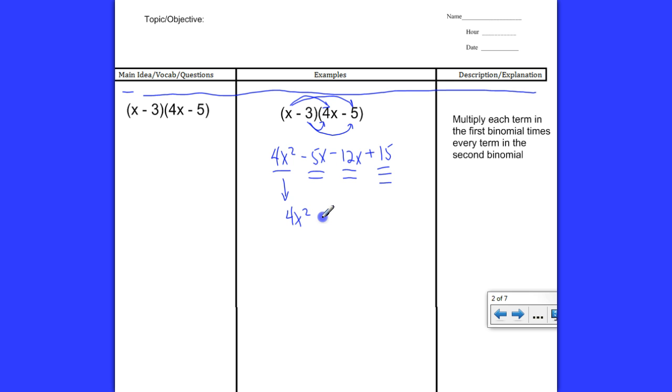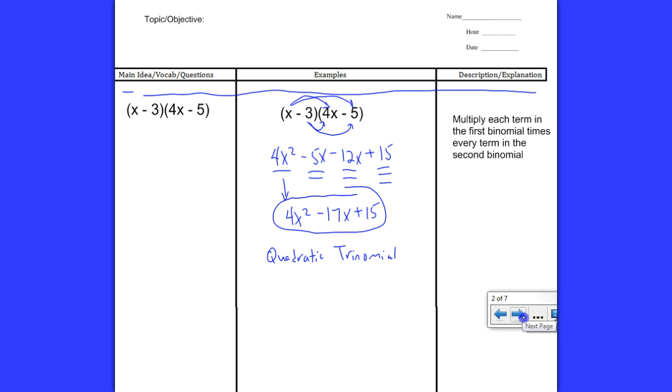Negative 5 plus negative 12, that's negative 17x. And then you got plus 15 there on the end. And we have our answer. This one is a quadratic, second degree, quadratic trinomial also.